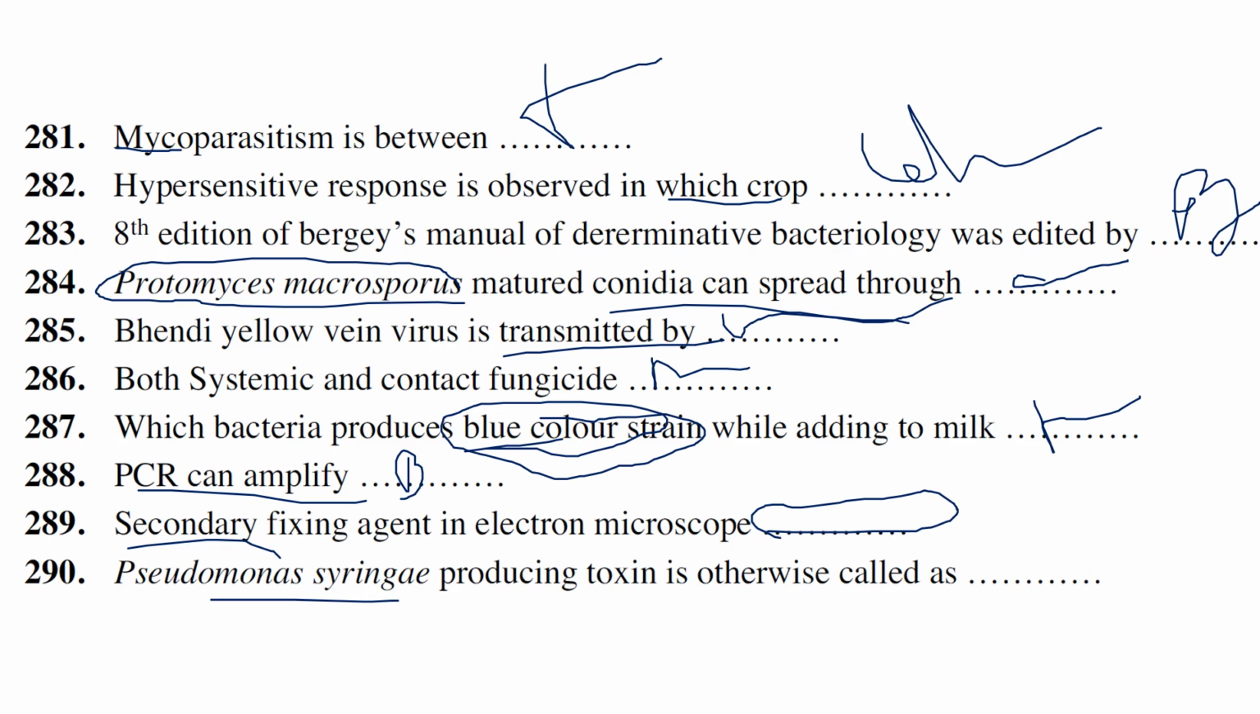Pseudomonas syringae produces a toxin called a TAB toxin. It is also known as wildfire toxin, which is produced by Pseudomonas syringae pathovar syringae.